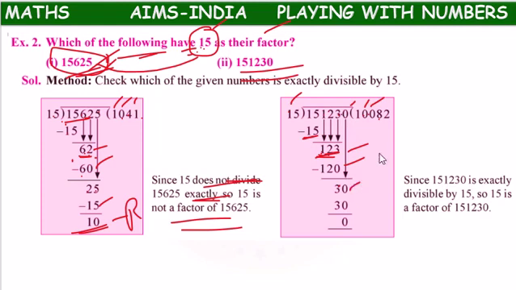Next 0 we will carry down. 15 times 2 is 30, remainder 0. So here the remainder is 0, which means exactly divisible. So it is a factor. So 15 is a factor of this second number, not of the first number.